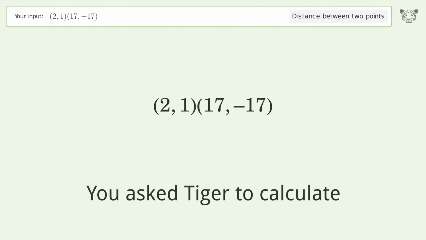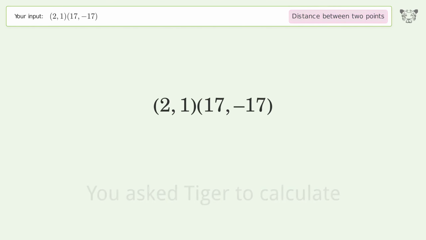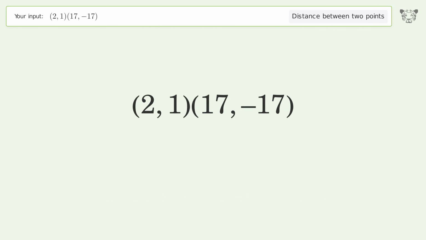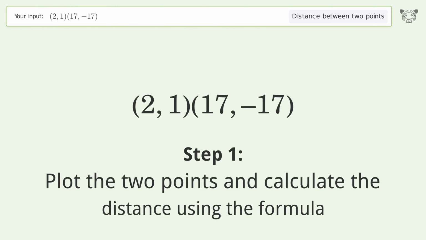You ask Tiger to calculate. This deals with the distance between 2 points. The distance between the 2 points is the square root of 549, or 23.431. Let's solve it step by step. Plot the 2 points and calculate the distance using the formula.